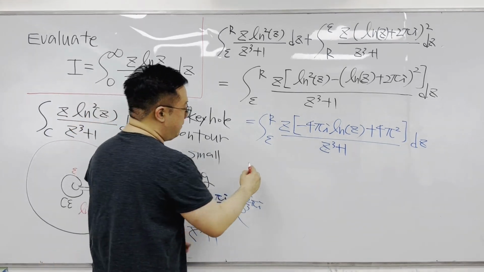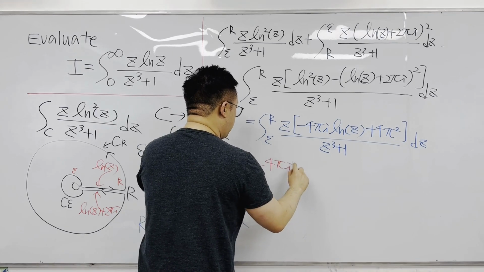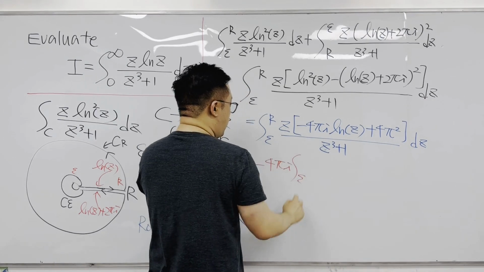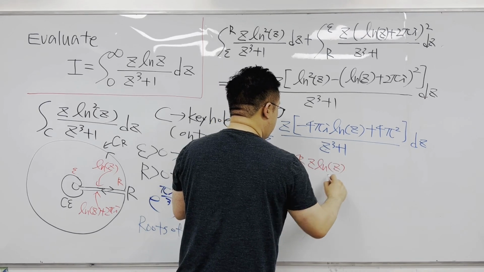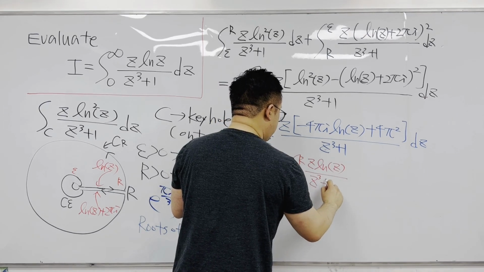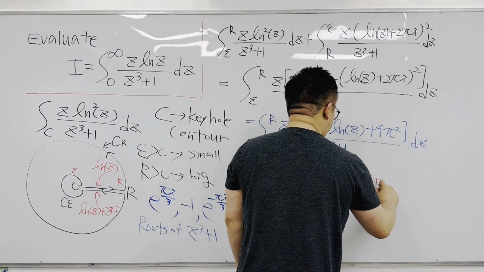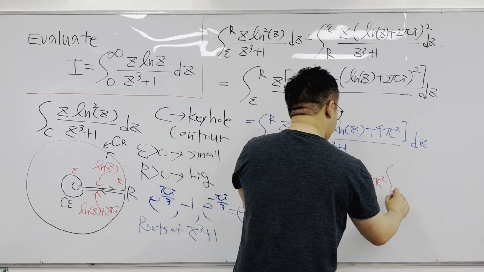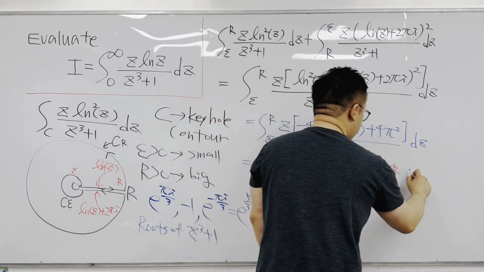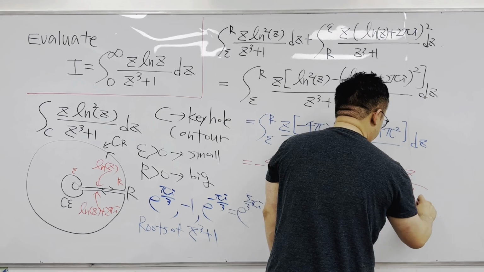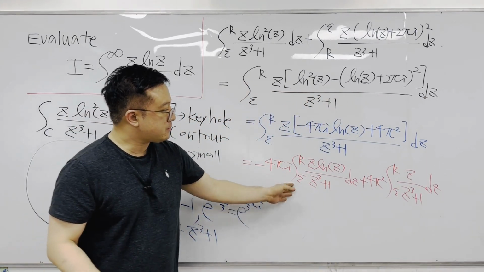One of them should be -4πi times the integral from epsilon to R of z ln z over z³ + 1 dz. And then plus 4π² times the integral from epsilon to R, then we have only z over z³ + 1 and then dz, right? Okay, this is the one.